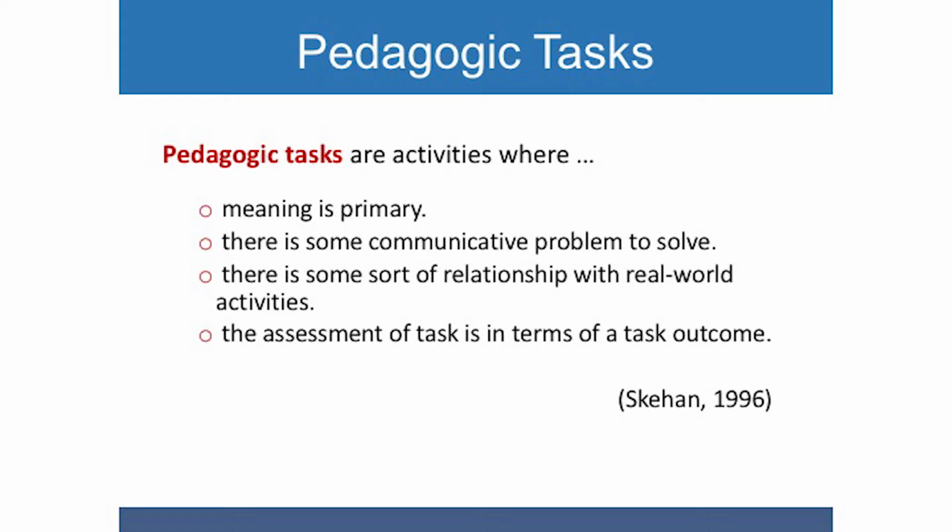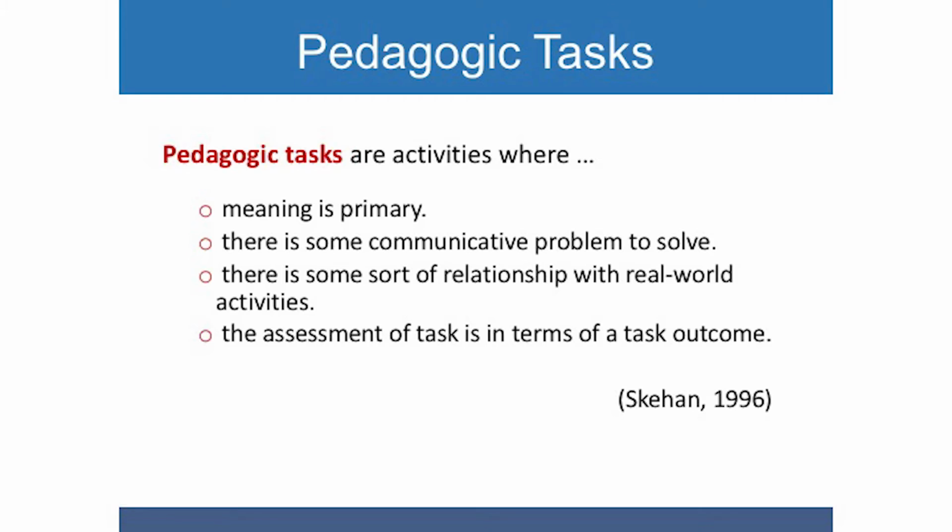The third task criterion says that there is some sort of relationship with real-world activities. In other words, tasks are similar to or simulate activities that people do in real-life settings. Again, returning to the example of the MAP task, although people increasingly rely on their phones for directions, people like me still stop others in the street for help if they get lost.